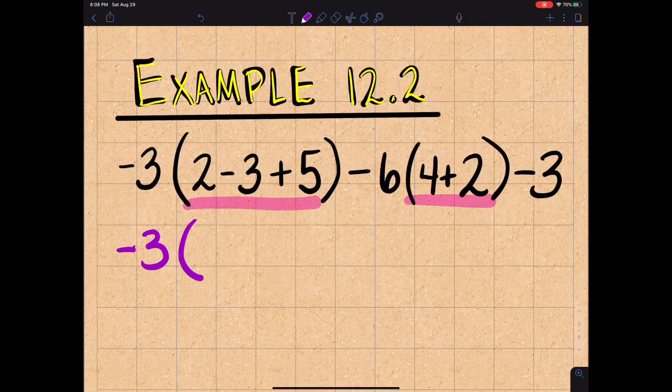2 minus 3 plus 5, so it's a subtraction and an addition, and the order of operations says just do it in order, basically. So 2 minus 3 is negative 1, plus 5 is going to be a positive 4.